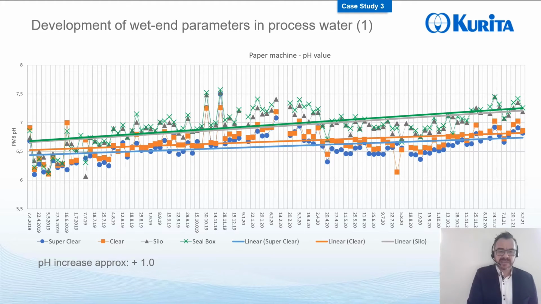So here you can see a trend of the pH in the paper machine. You can see, for example, in the seed box, the green point, we started at roughly 6.4 and now we are up to more than 7. In all points of the paper machine, from super clear, clear, silo and seed box, we were able to increase the pH by approximately one digit.